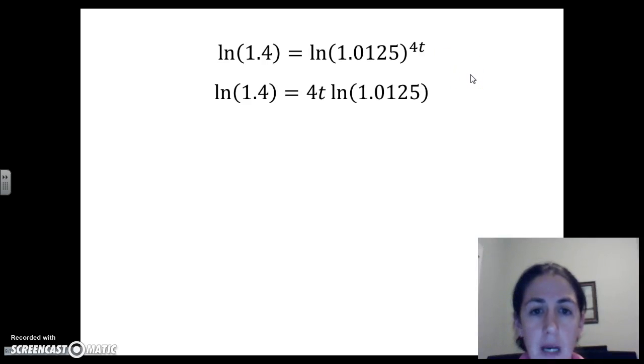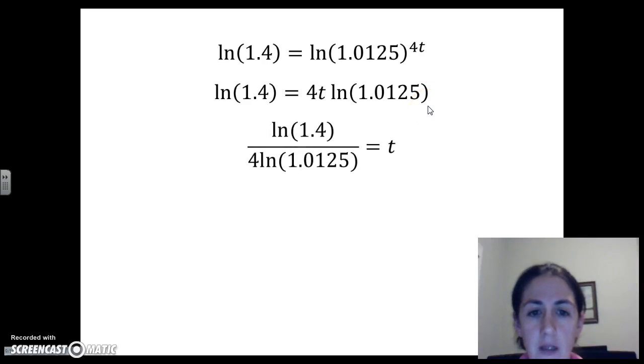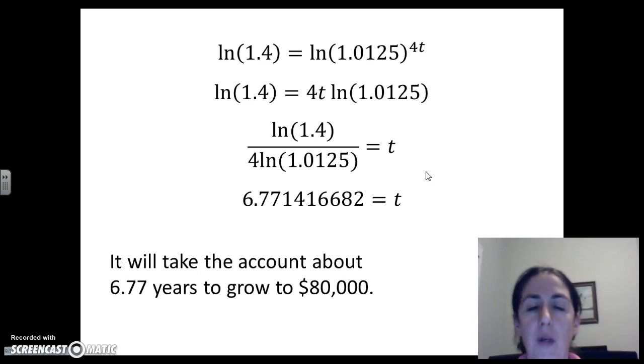Now it's just a regular algebraic problem to solve. To get t by itself, well, this is 4 times t times the natural log of 1.0125. So we can divide both sides by the 4 and the natural log of 1.0125. And this is something you can put in your calculator. Just make sure when you do the natural log of 1.4 divided, you put the 4 times the natural log of 1.0125 all in parentheses. And when you do, you get 6.7714166682 is t. So you would say that this is going to take you approximately 6.77 years for this to grow to about $80,000.